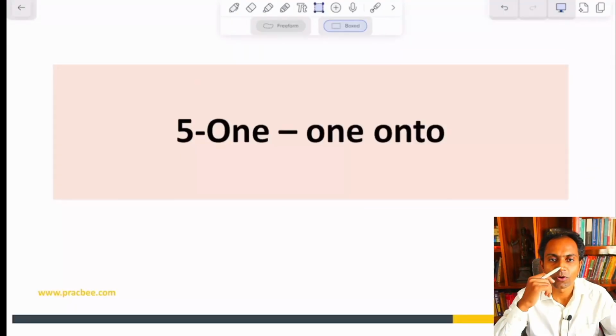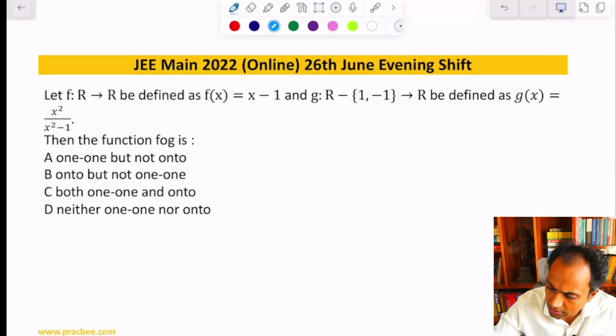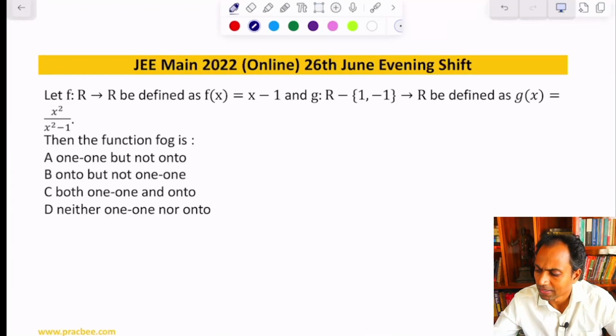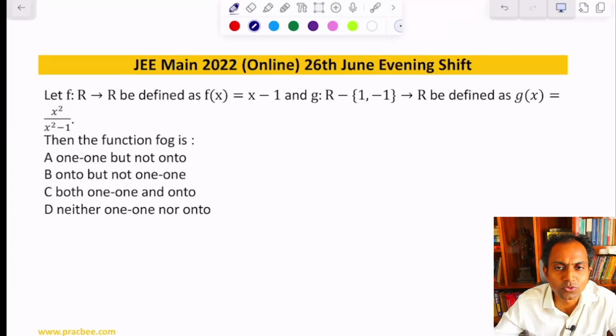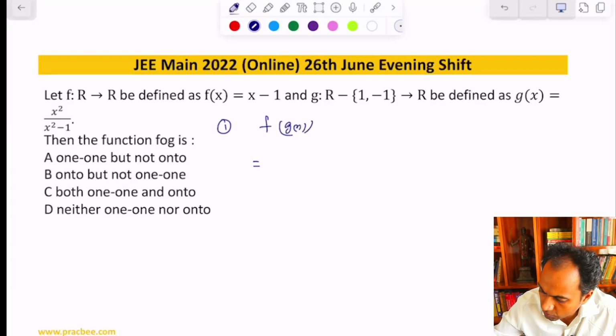Now a hugely popular question is the one based on one-one, onto and composition. In this 2022 question, both the concepts of one-one, onto and composition are getting combined. But there is no secret recipe to it. We will use the same techniques of one-one, onto that we used earlier. So if a question is given to me, the first step would be to find the value of fog, that is f of gx. In my x, I will put gx. So this will become gx minus 1.